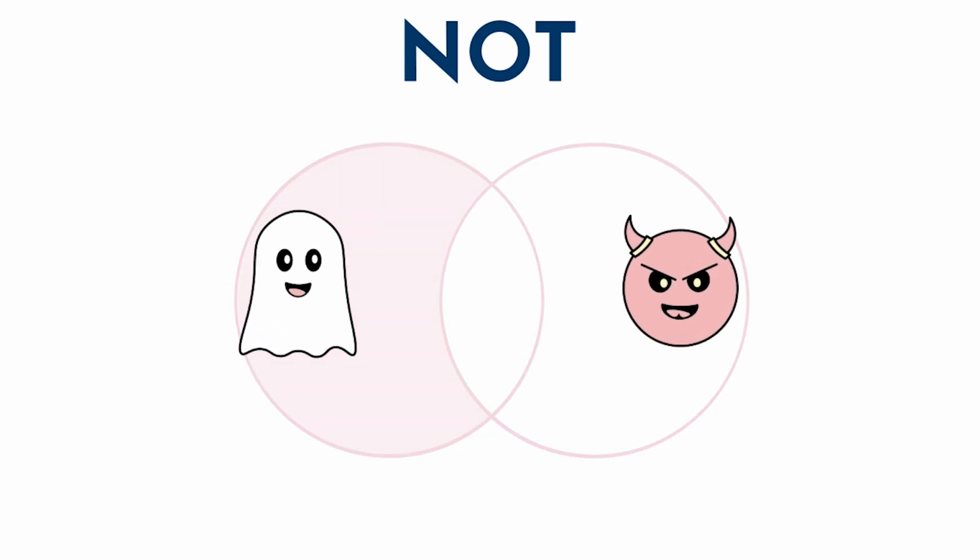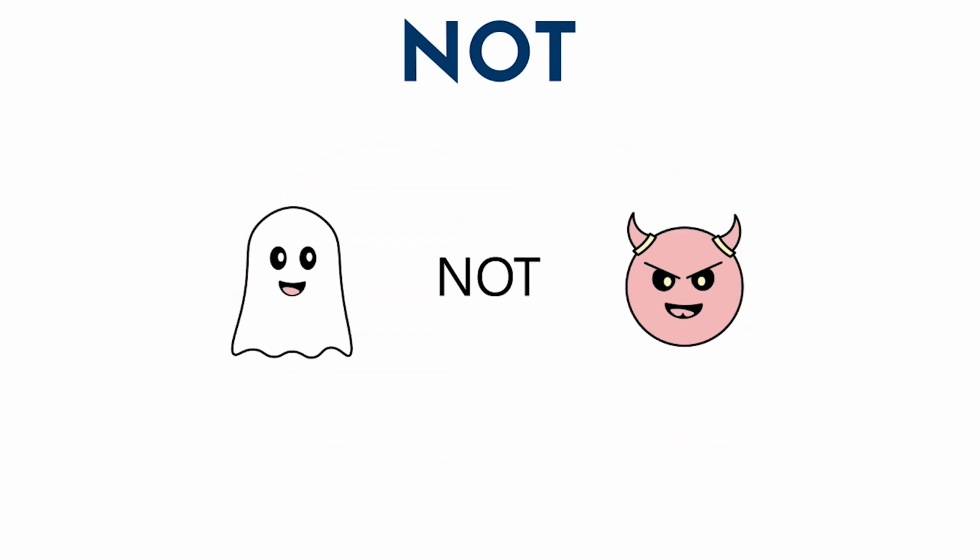The Venn diagram fades away, and the illustrated search terms move into place, visually representing the search ghost NOT demon. You could say ghost NOT demon, to make sure that you're only getting results focusing on ghosts of the more friendly variety.